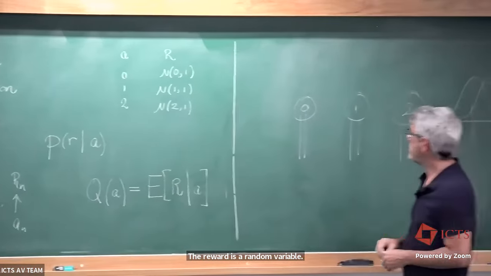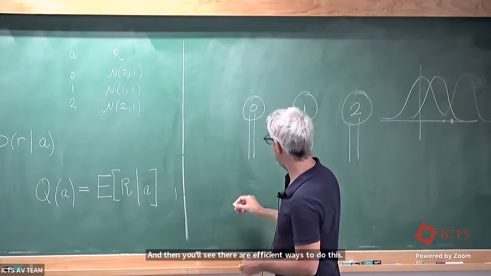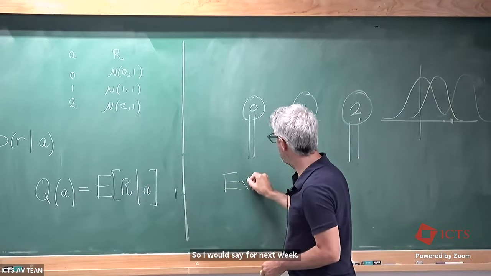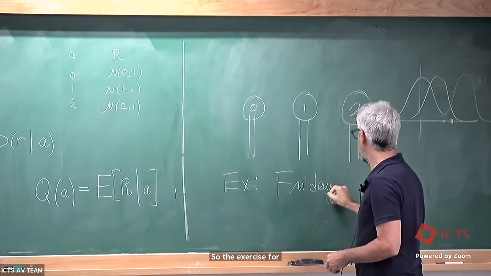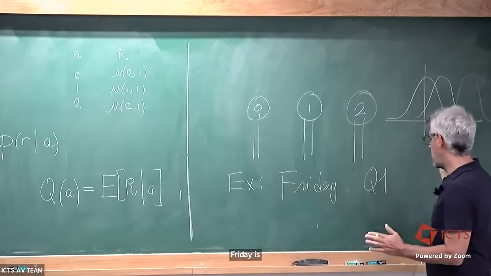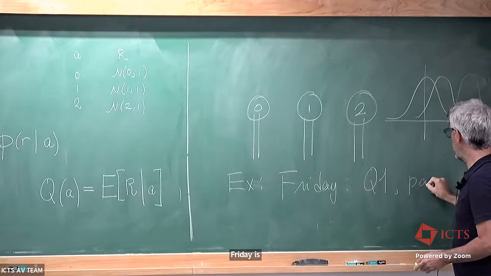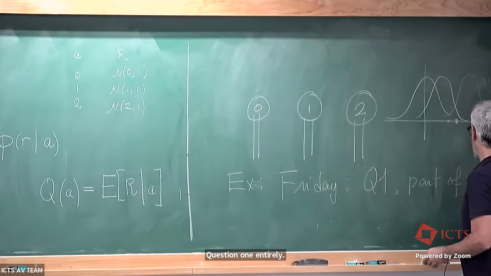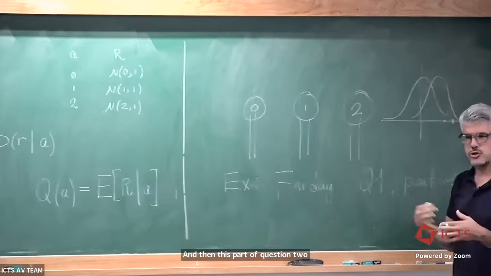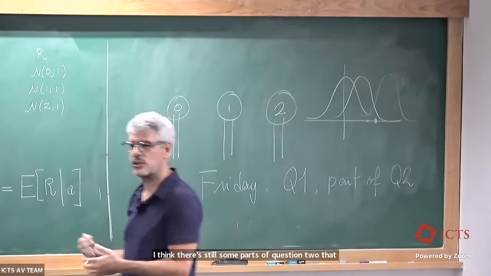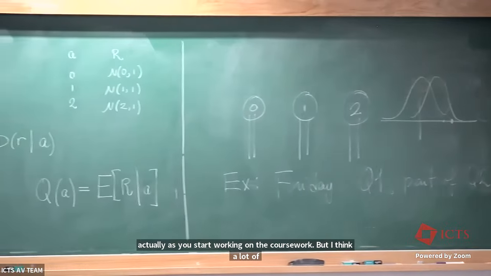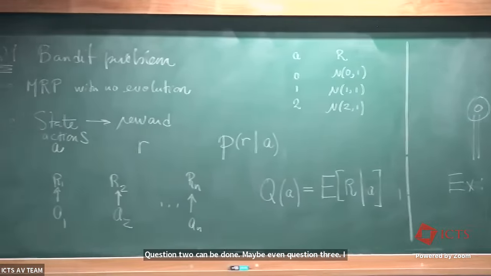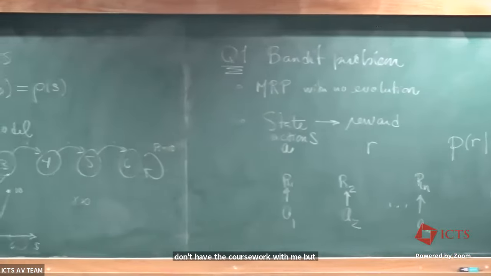So I would say for next week Friday, the exercise is question 1 entirely, and then there's part of question 2. I think there's still some parts of question 2 that need Markov decision process. I think you'll see them as you start working on the coursework, but I think a lot of question 2 can be done. Maybe even question 3. I don't have the coursework with me, but there are some parts that you can start doing now.